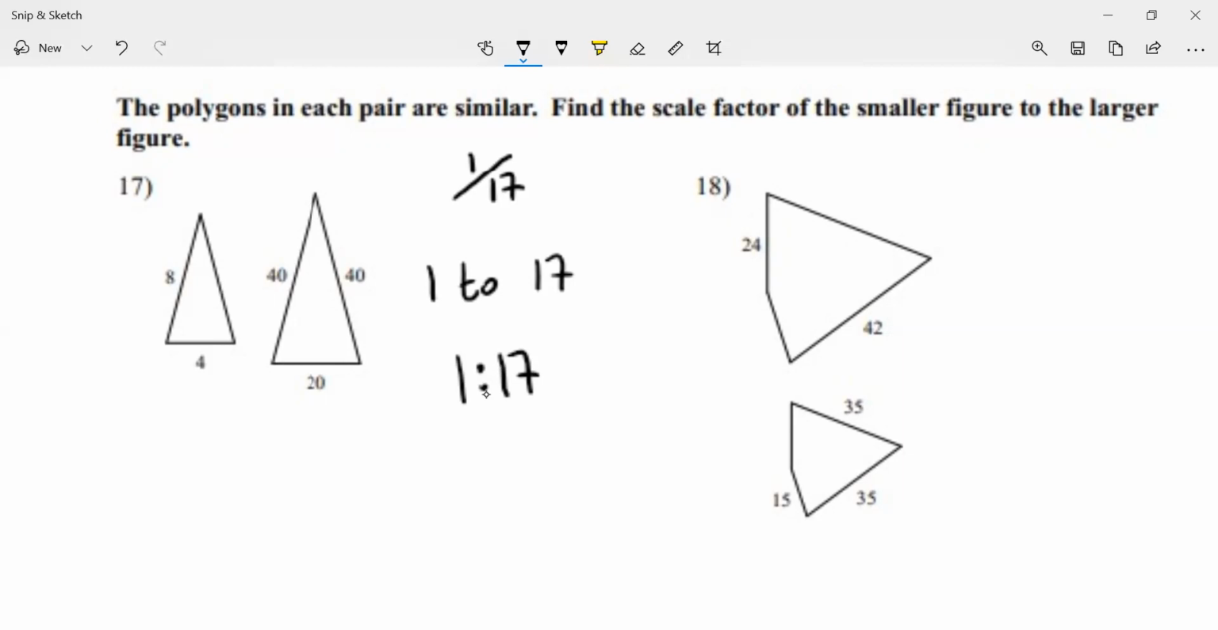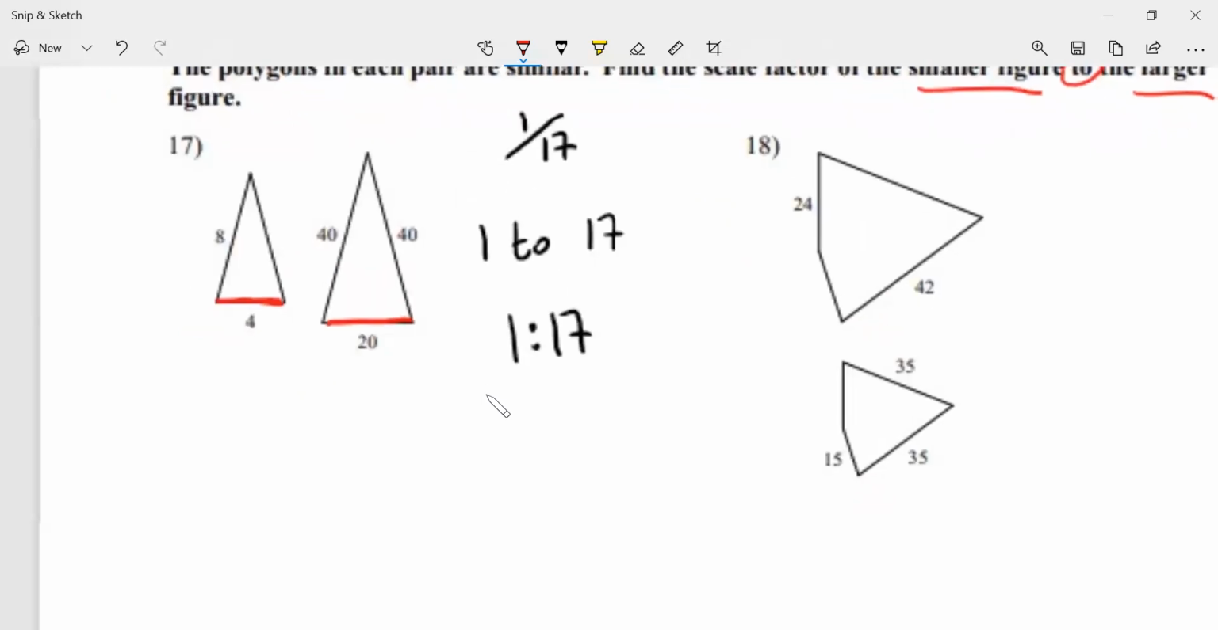Okay, now notice it says on the instructions that we're going to find the scale factor of the smaller figure to the larger figure. So the number from the smaller figure comes first. So I'm going to look at 4. That's a value from the small figure, and 4 goes with 20. To begin with, I'm not quite done yet. I'm going to write 4:20. My scale factor is 4 to 20. Don't write any spaces in between. Write it all together, 4:20.